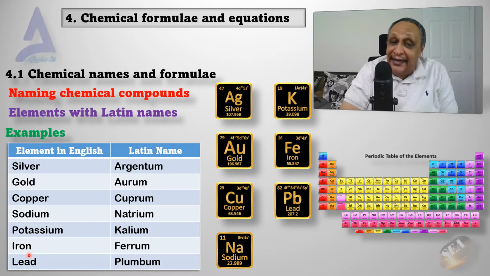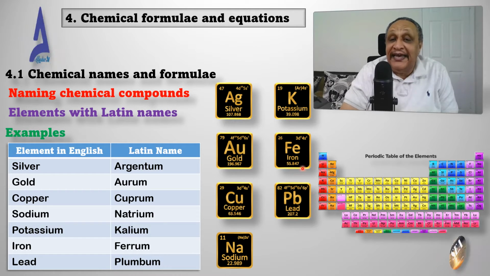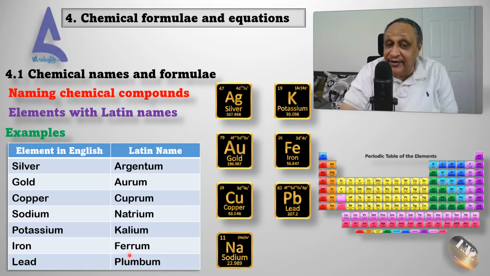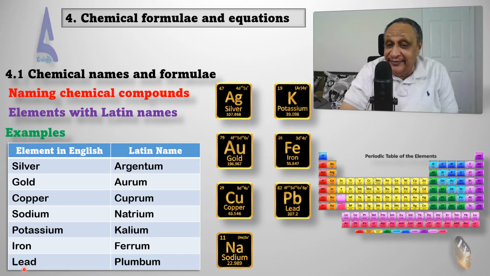Iron is ferrum, which is Fe. It comes from ferrum. And lead is not Le or La or Ld. It is plumbum, and this is why it is Pb.